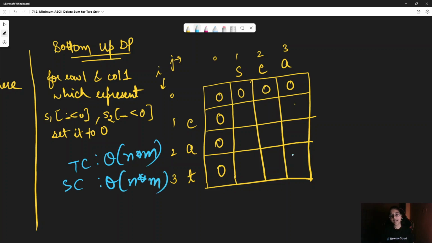So now comes the part for the coding of this particular question. For the coding part, let me show you how we are required to code it.